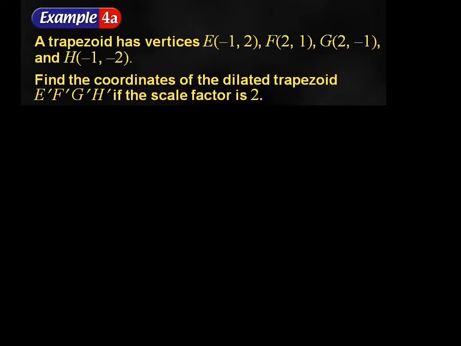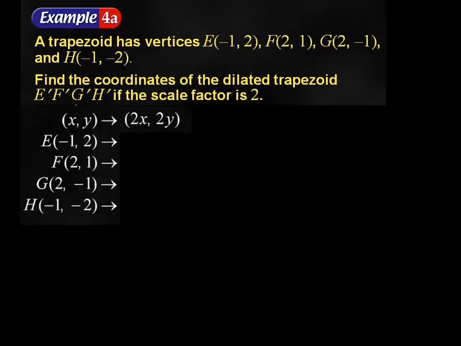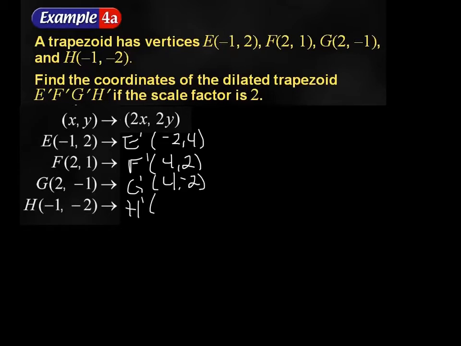A trapezoid has vertices at (-1, 2), (2, 1), (2, -1), and (-1, -2). Find the coordinates of the dilated trapezoid, E prime, F prime, G prime, H prime, if the scale factor is 2. All we have to do for a dilation is take each coordinate and multiply it by 2. So E prime will be (-2, 4), F prime (4, 2), G prime (4, -2), and H prime (-2, -4).